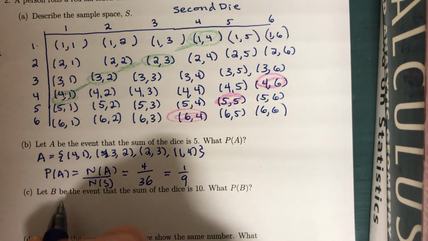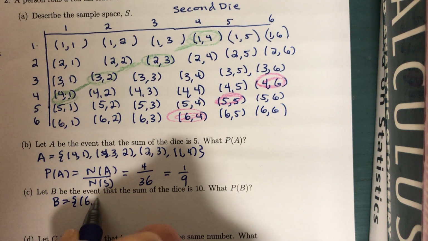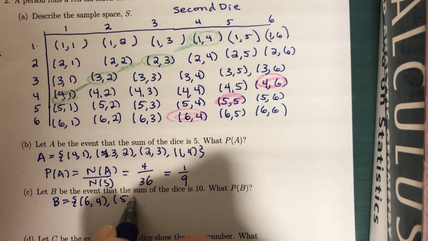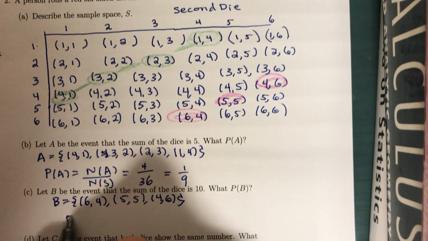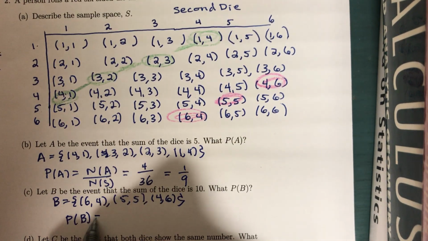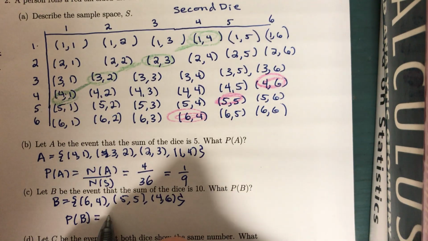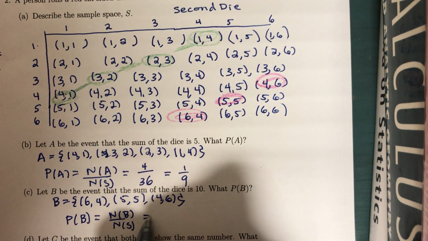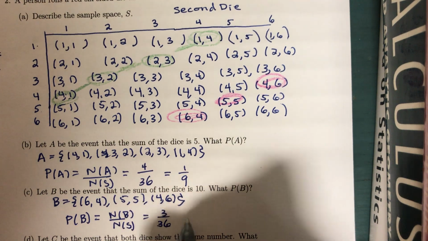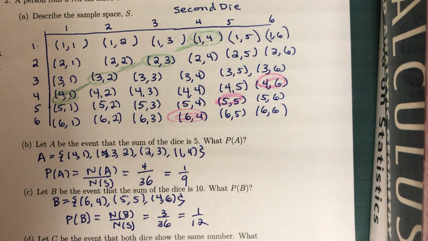So B is equal to the set that has (6,4), (5,5), (4,6), and the probability of the event B is the number of elements in B divided by the number of elements in S, and that's 3 out of 36, which turns out to be 1/12.